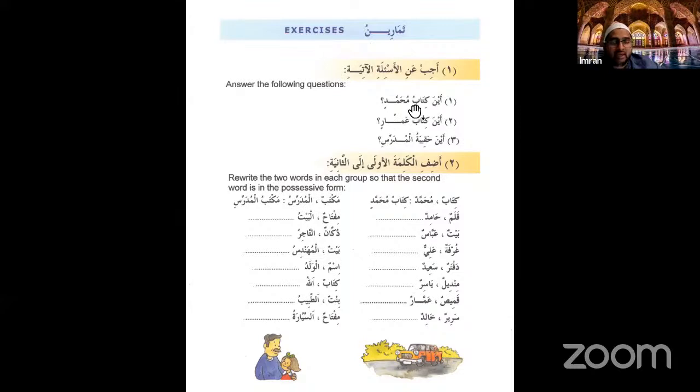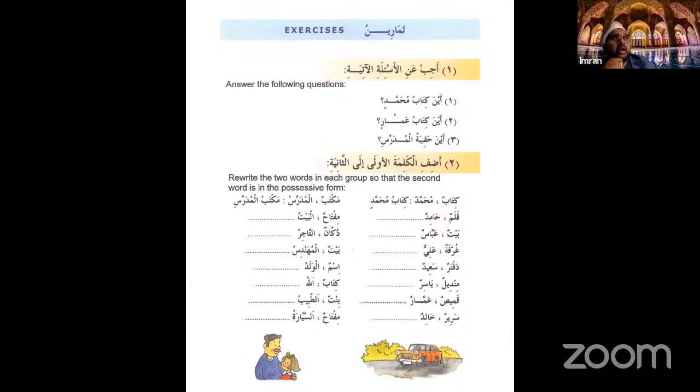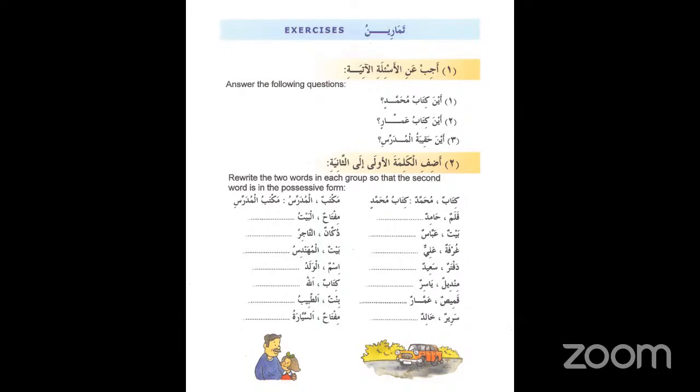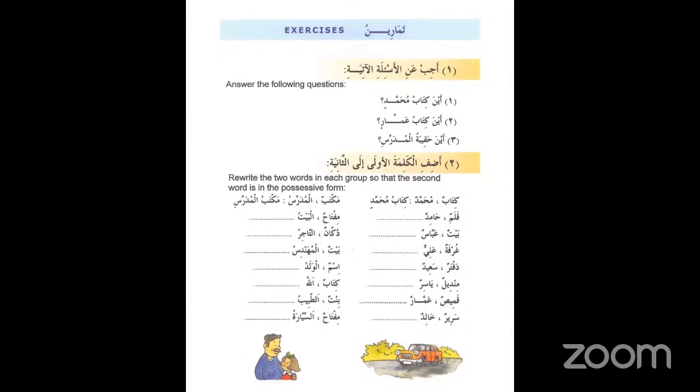Aina kitabu Muhammadin? Read the question and translate the question. Where is Muhammad's book? I want you to say it is in the house. The word kitab is masculine. In the Arabic language there's no word for it, so they use pronouns. You need to start the sentence with huwa. It is in the house. Huwa fil bayti. Okay, next one.